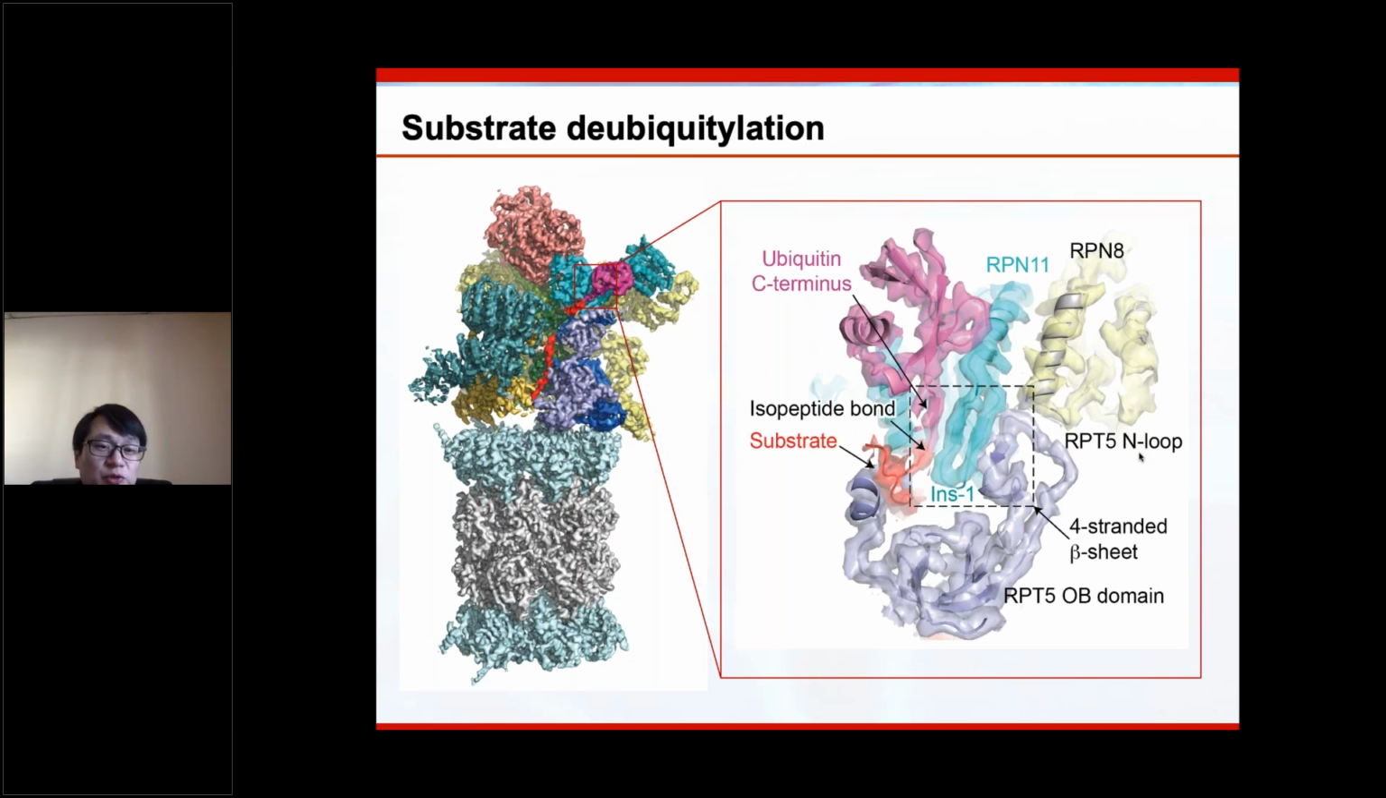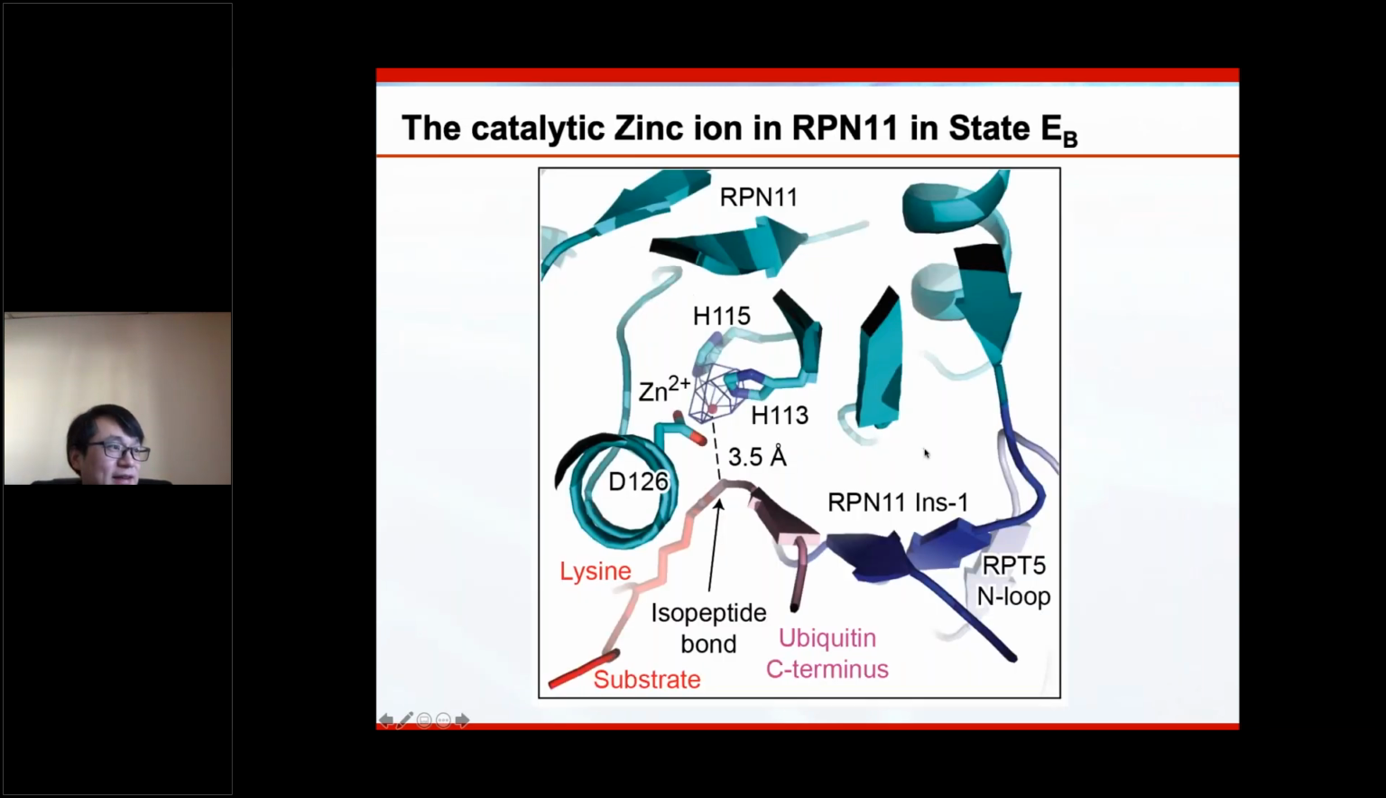So we were scratching our heads when we saw the first structure, wondering why both yeast and human proteasomes have this extra long N loop that seems to be doing nothing and not assuming any meaningful structure. It was not until we saw this EB state that it explained why it has to be there. Just to briefly mention, in this structure we also have strong evidence of the catalytic zinc ion in the RPN11 active site, which means the whole structure is in a fully active state.